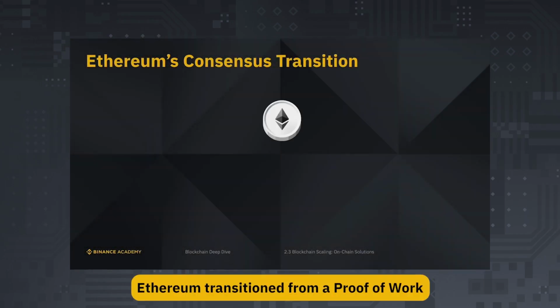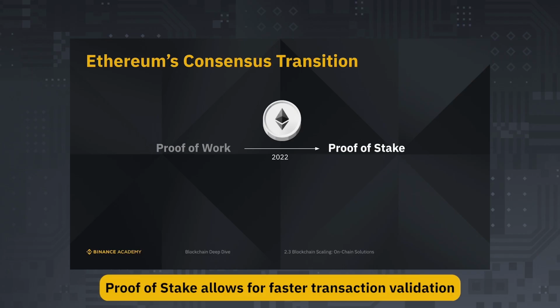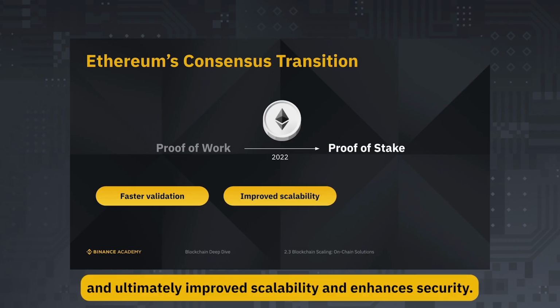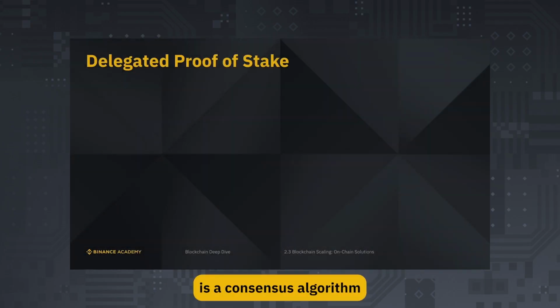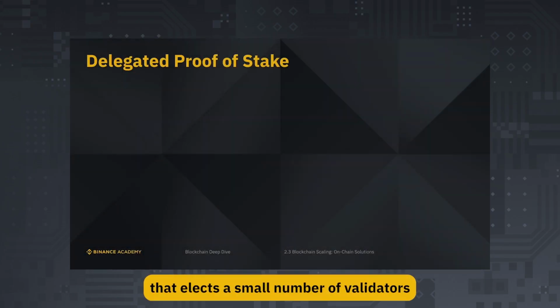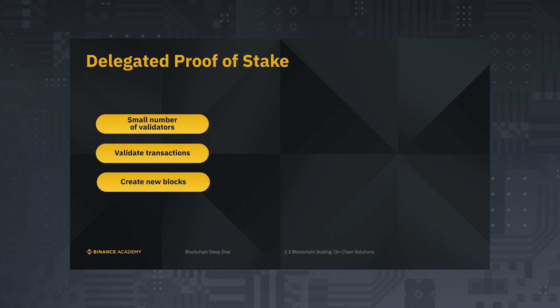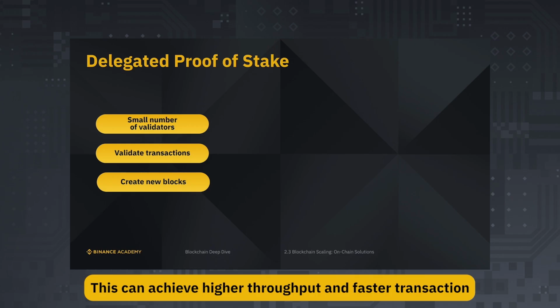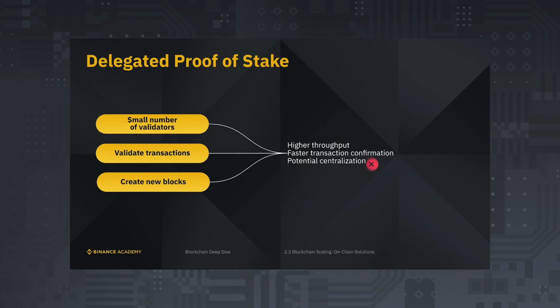For example, Ethereum transitioned from a proof-of-work consensus mechanism to proof-of-stake in 2022. Besides being more environmentally friendly, proof-of-stake allows for faster transaction validation and ultimately improves scalability and enhances security. Delegated proof-of-stake is a consensus algorithm that elects a small number of validators for validating transactions and creating new blocks. This can achieve higher throughput and faster transaction confirmation times, but could potentially lead to centralization.